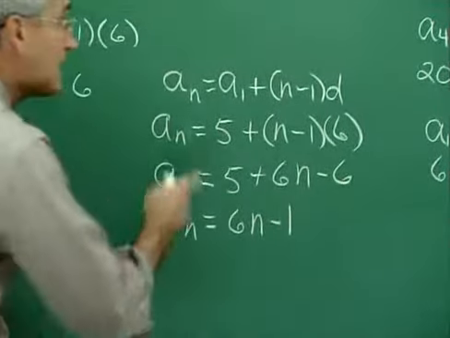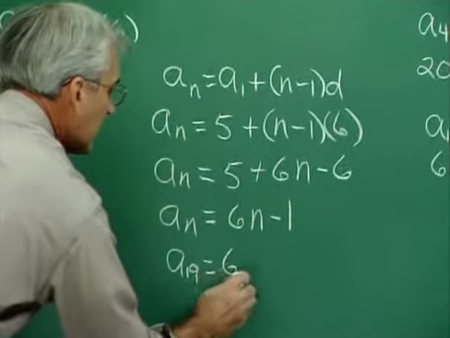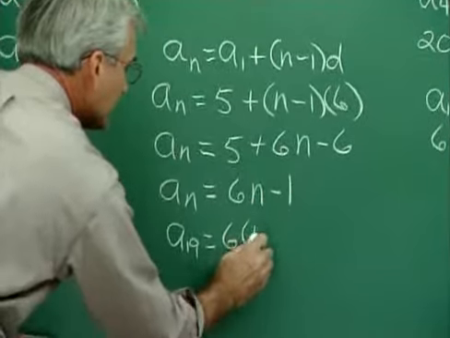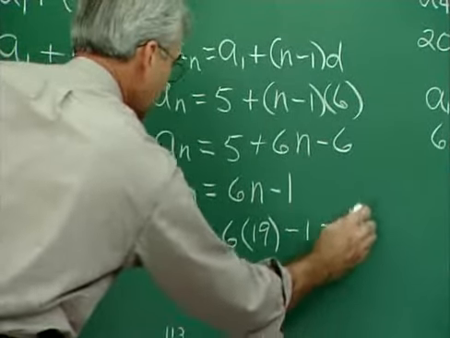What about a sub 19? That's what we're after. A sub 19 is found by just using this expression, 6 times 19 minus 1. Turns out that this value is 113.